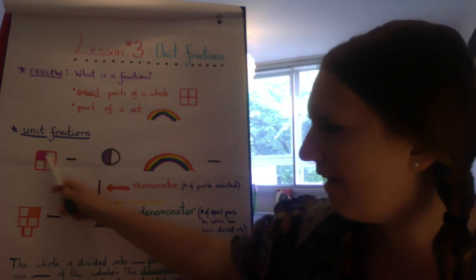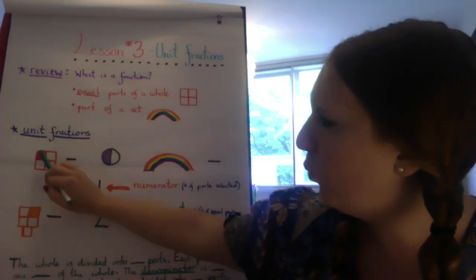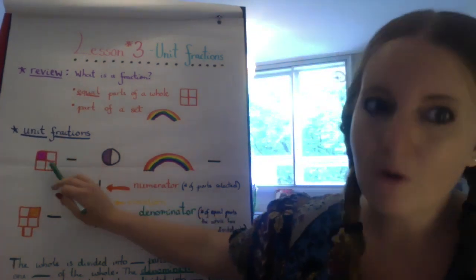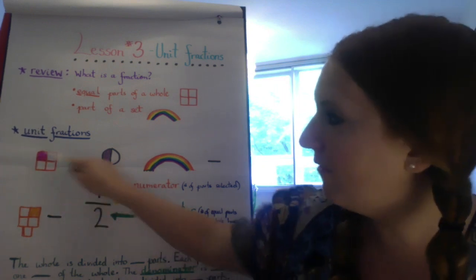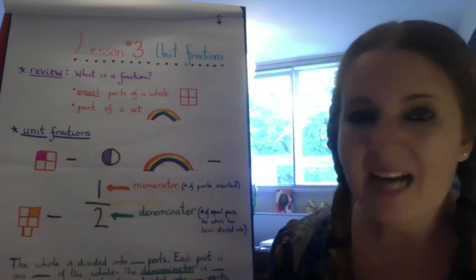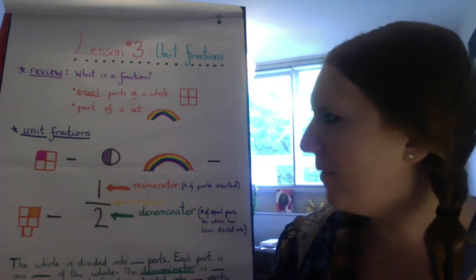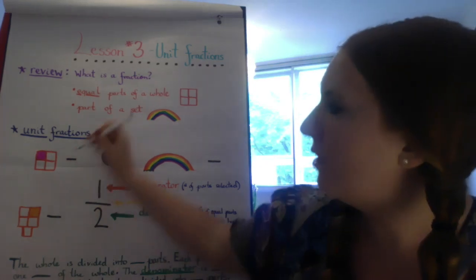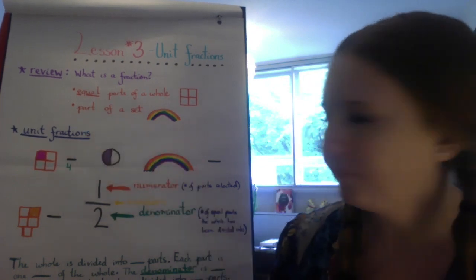So here I have one that's been shaded, but I can see that they're equal. So I see 1, 2, 3, 4. So I know that the whole of the square has been divided into 4 equal parts. Now remember, D, denominator, down. So I'm going to put the number 4 under my vinculum.